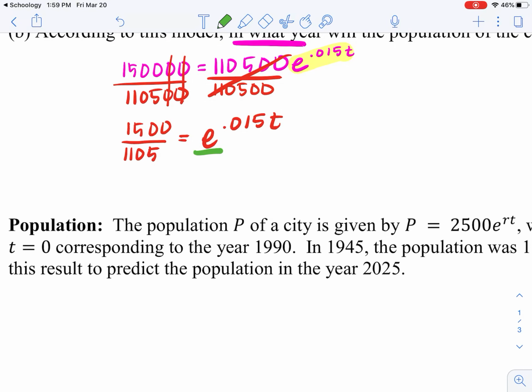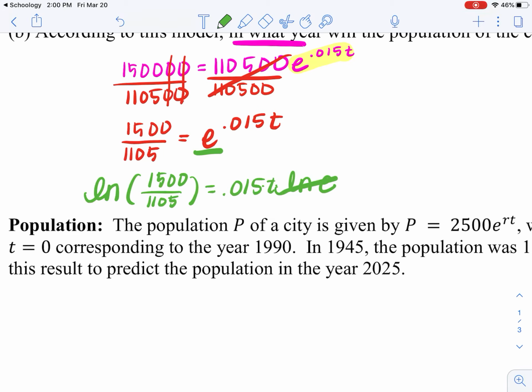I'm going to log both sides, but once again, since it's a base of e, don't use common log, use natural log. Remember that exponent 0.015t I can write in front of my logarithm. In fact, I'm going to move it over and write it bigger so it doesn't look like it's an exponent or anything. It goes 0.015t. It's multiplication here, right? Natural log of e is 1. So to get t by itself, I'm going to divide by 0.015. Divide by 0.015.